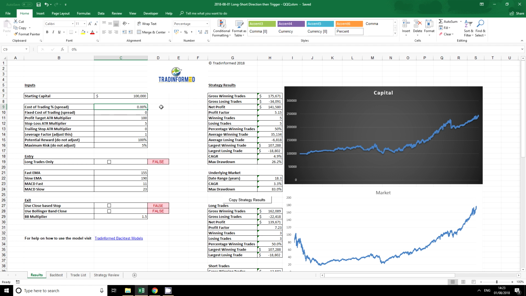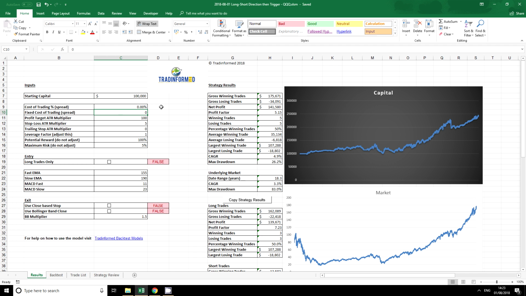Now the next cell allows us to reflect real world conditions. The real world condition for traders is that there is a cost incurred in opening and closing a position. This cell and the cell below allow us to account for the cost of trading.